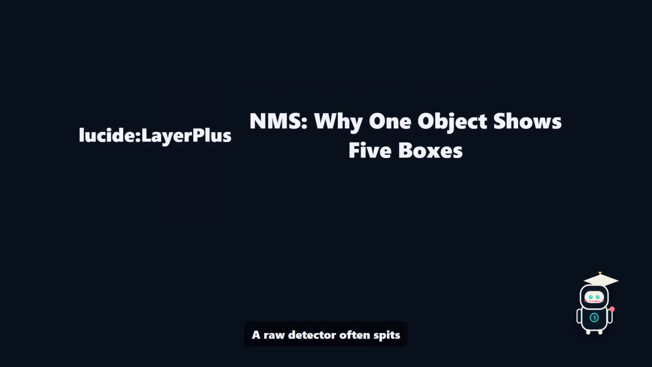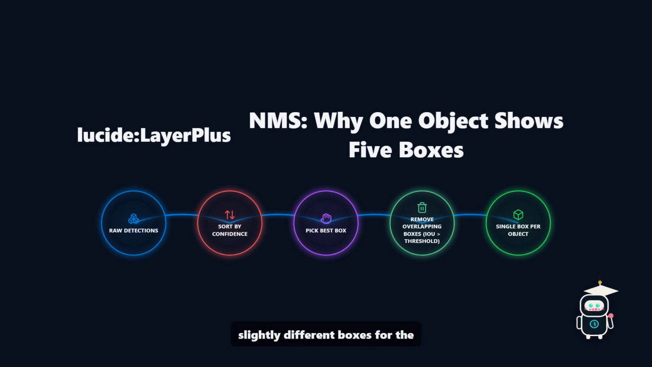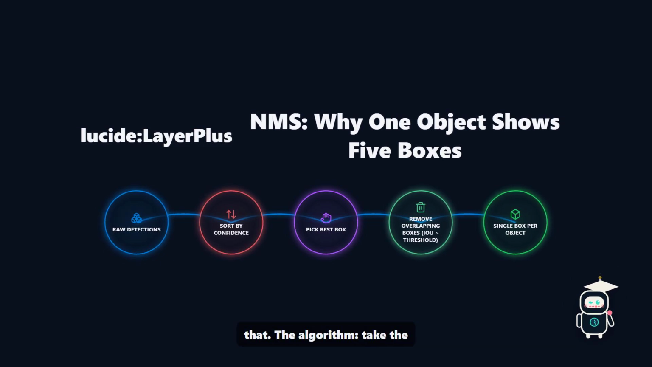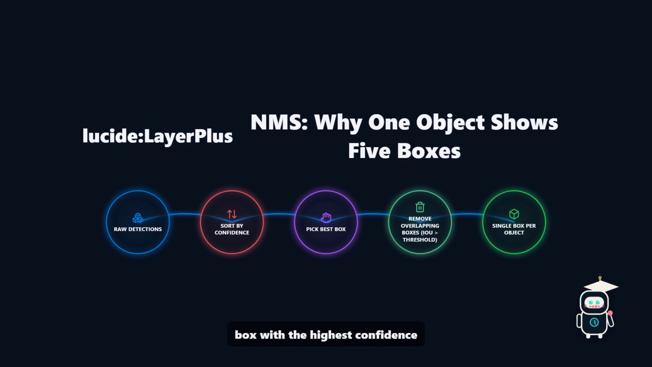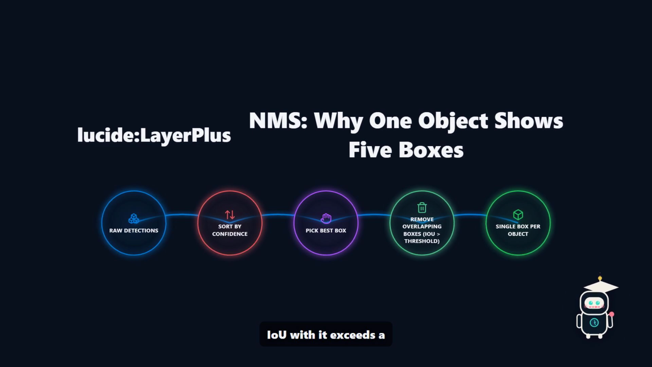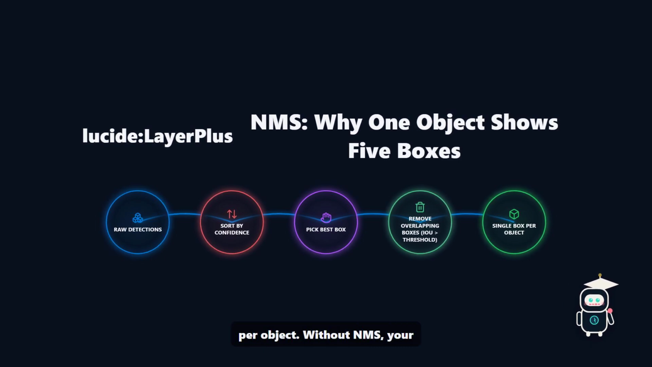A raw detector often spits out 5, 10, even 20 slightly different boxes for the same object. Non-maximum suppression fixes that. The algorithm: take the box with the highest confidence score, keep it, and throw away any other box whose IOU with it exceeds a threshold. Then repeat with the next best box. The result: a single clean box per object. Without NMS, your prediction endpoint looks like chaos.